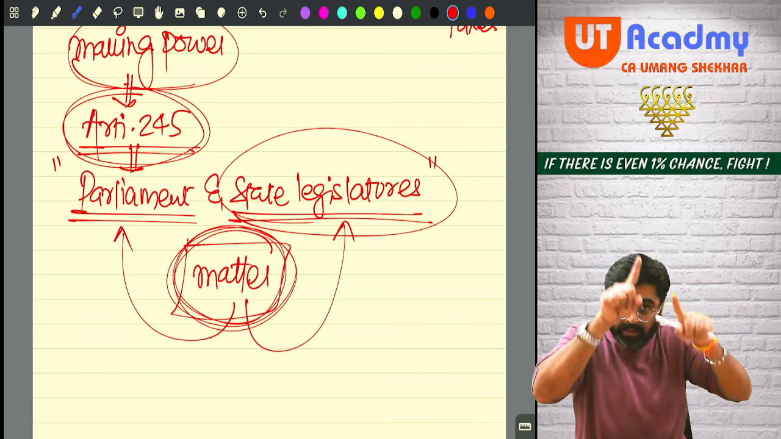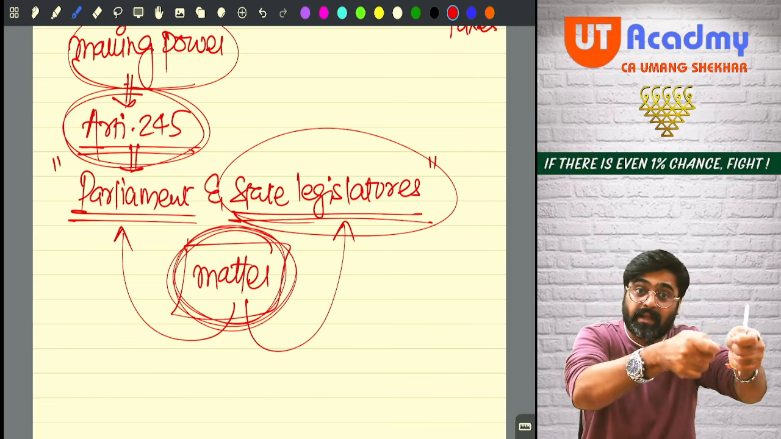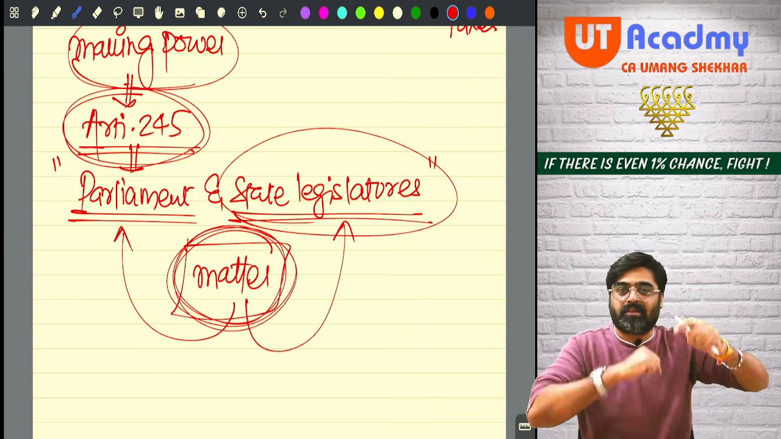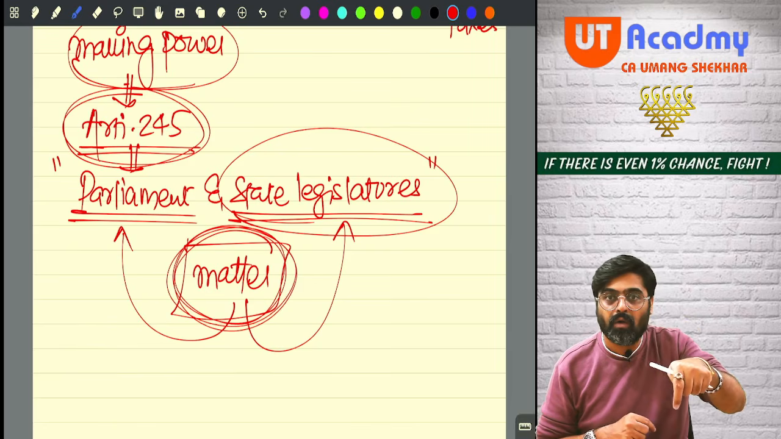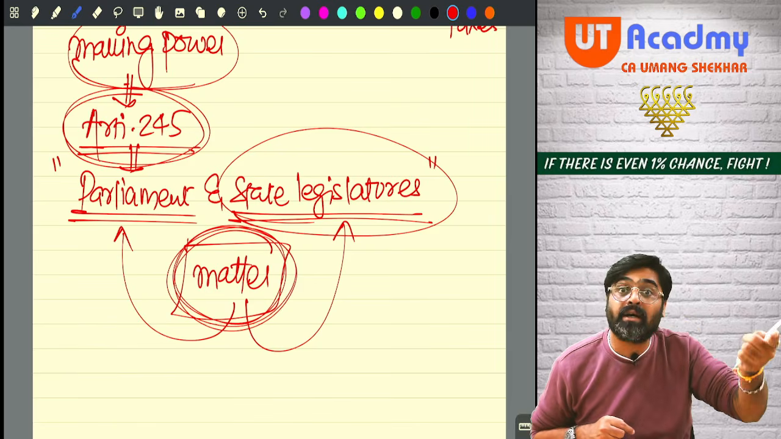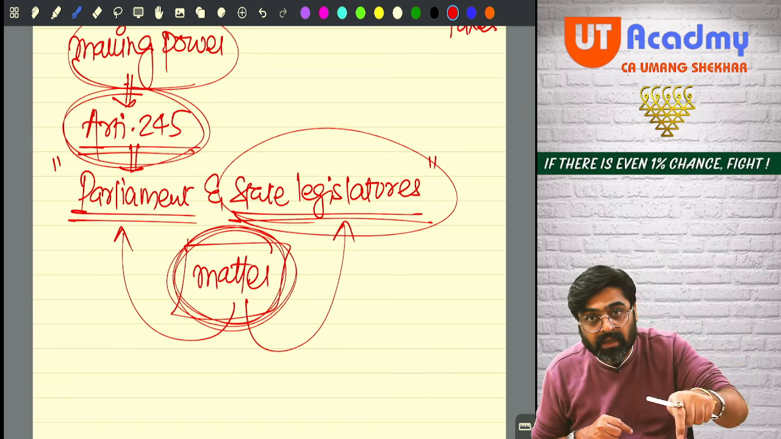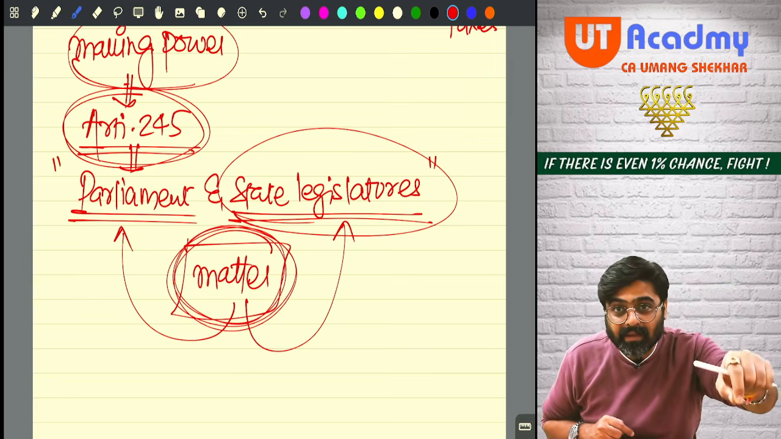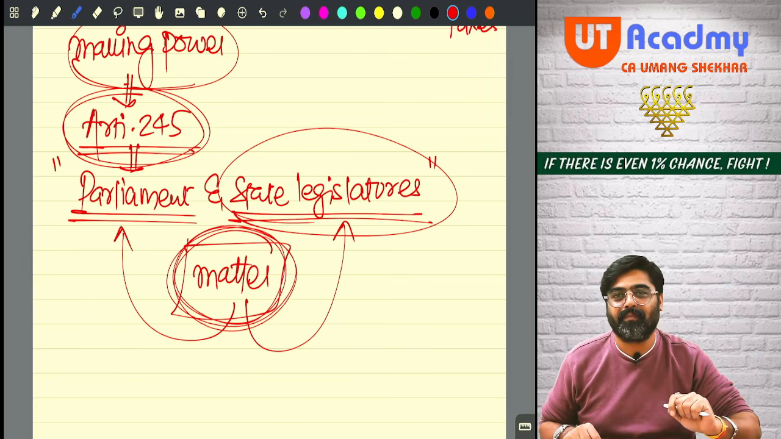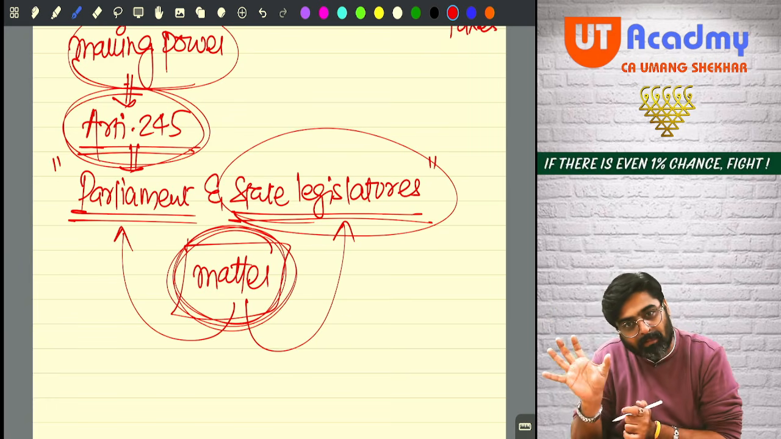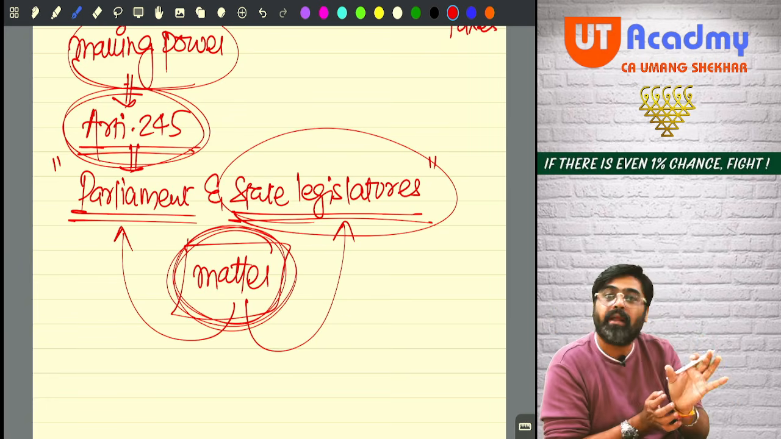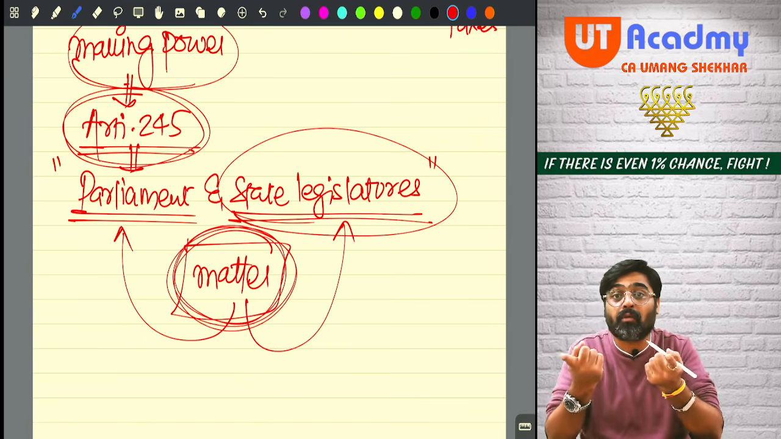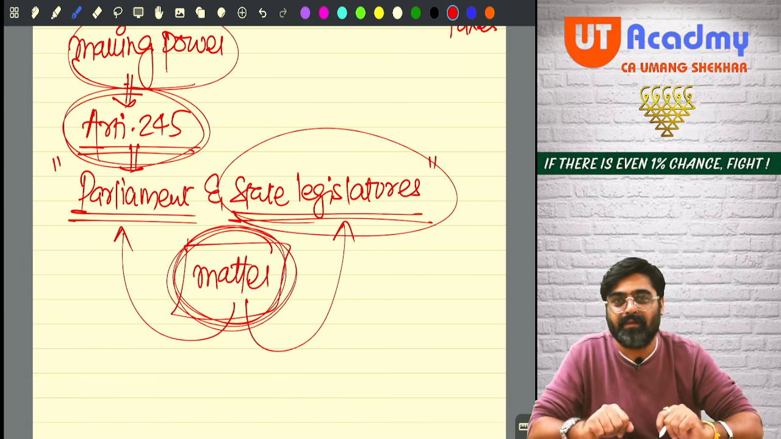Getting my point? On these subject matters, every state legislature has its own power to make law, and if the state legislature is making that law for its own state, then the government of that state will be responsible to implement that law in that state territory. So these subject matters only parliament, these subject matters only state legislature. There has to be a demarcation, otherwise both the governments will fight.